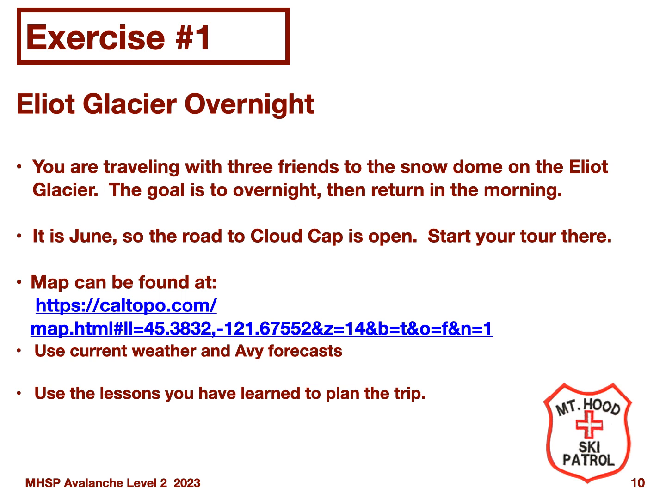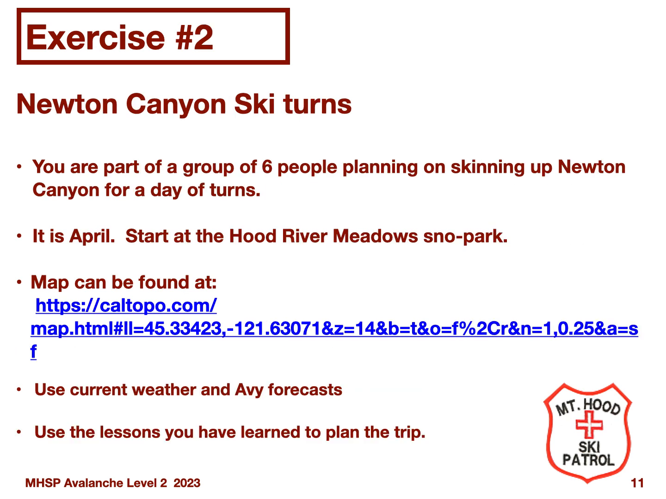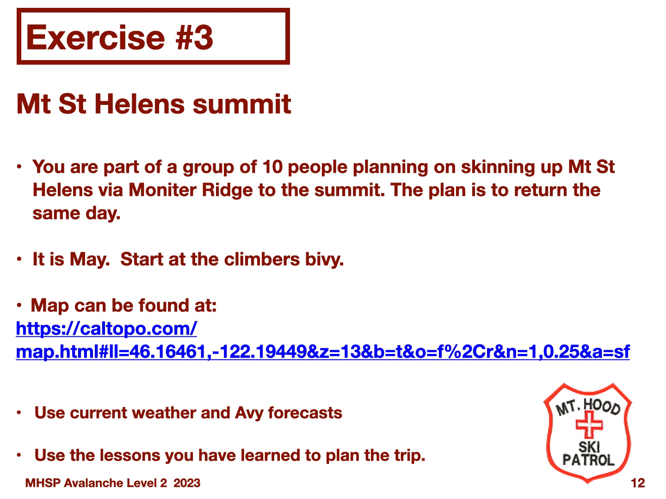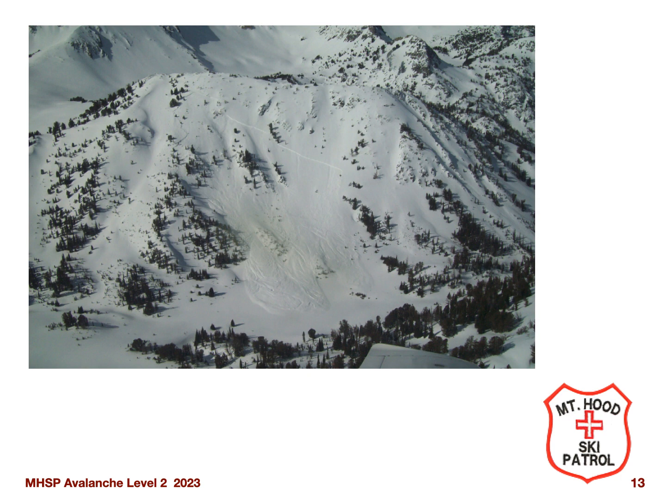In the breakout session, we will have you go through some desktop exercises to plan a trip. This one, for example, is Elliott Glacier. We'll have another one on Newton Canyon, and we'll have a third one on a Mount St. Helens summit trip. So you'll go through these in the breakout session and actually plan these, do a desktop planning exercise on these.